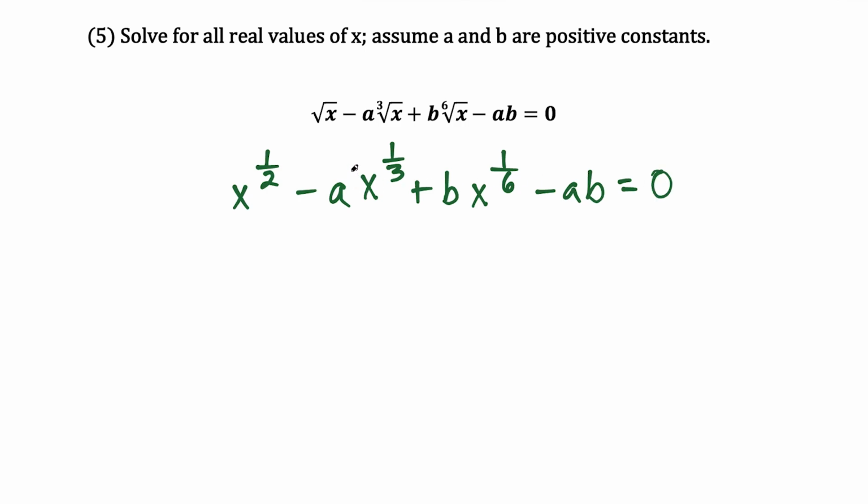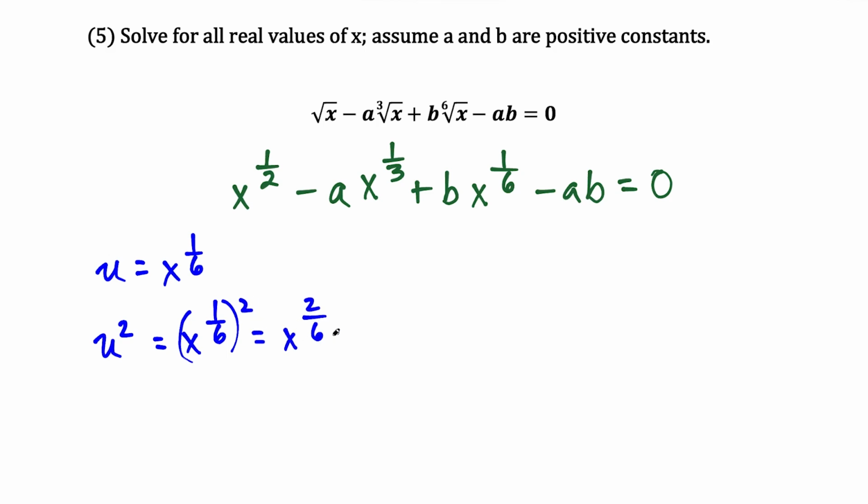And now from this part, this might be a little bit tricky to see, but we can make a substitution here. If I say something like u is equal to x to the 1/6, then if I square both sides, I would have u squared is equal to x to the 1/6 squared, and this would give us x to the 2/6, which would give us x to the 1/3. And notice that it would replace this term over here.